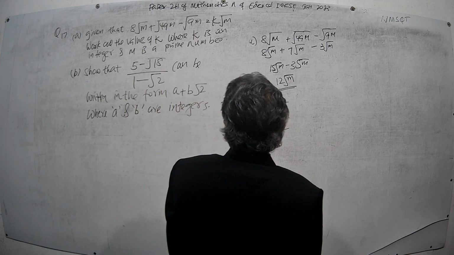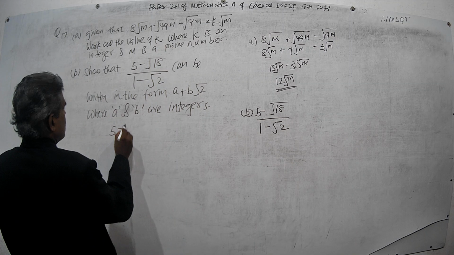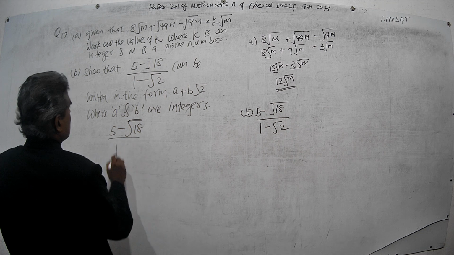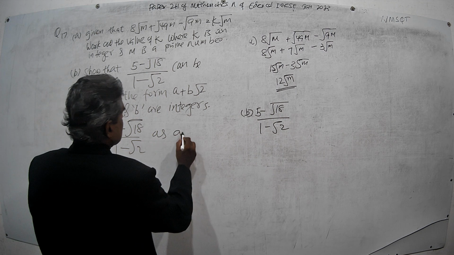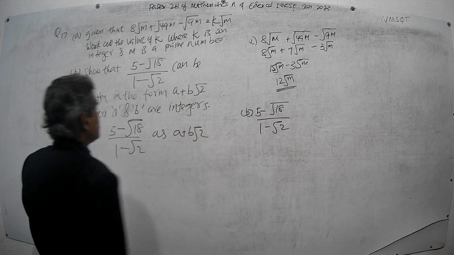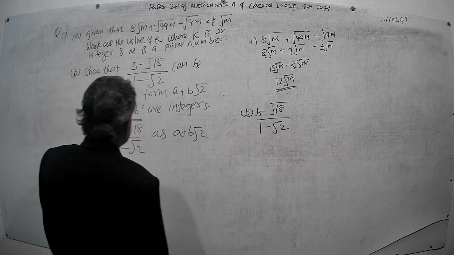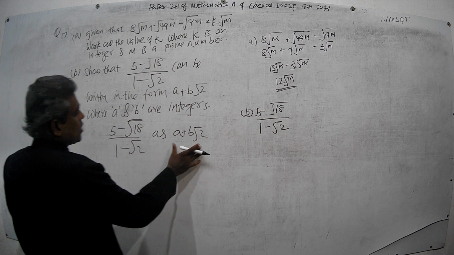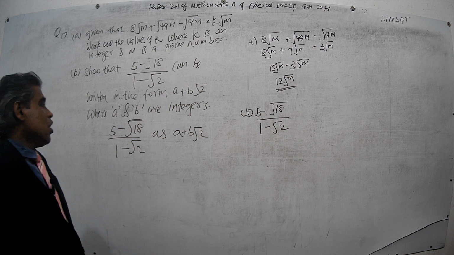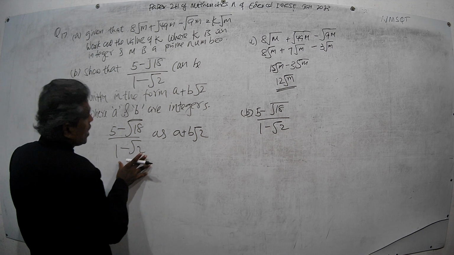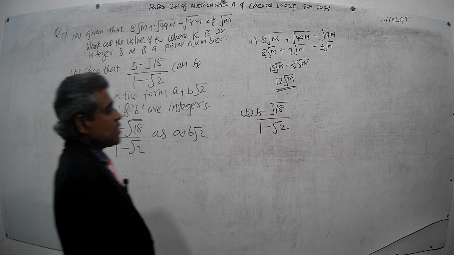Right. Now in this one, you have to show this as a plus b square root 2. We have to show this in this form. Here there is a denominator, but there is no denominator in the final form. That means they have removed the denominator. How would they have removed the denominator? By rationalizing the denominator. Therefore we have to rationalize this denominator.